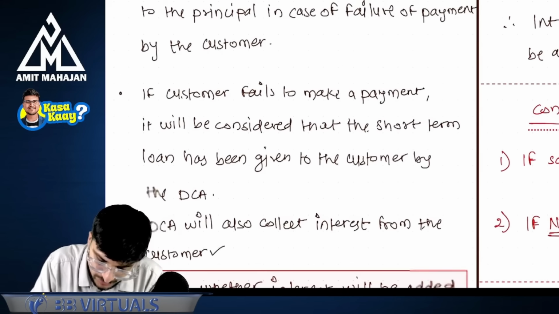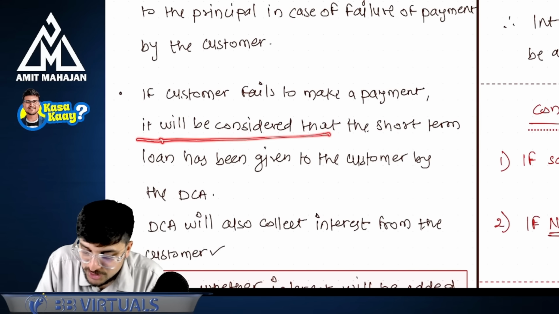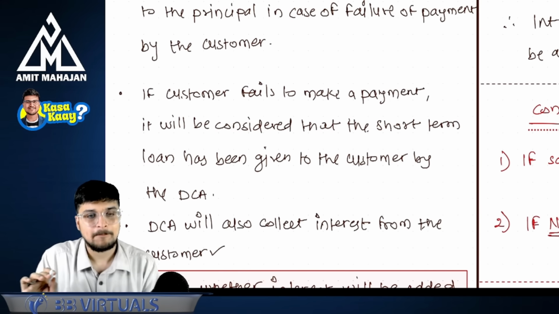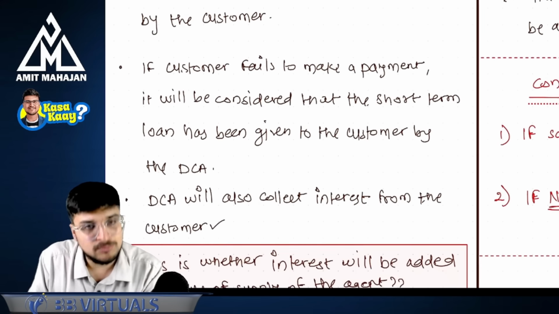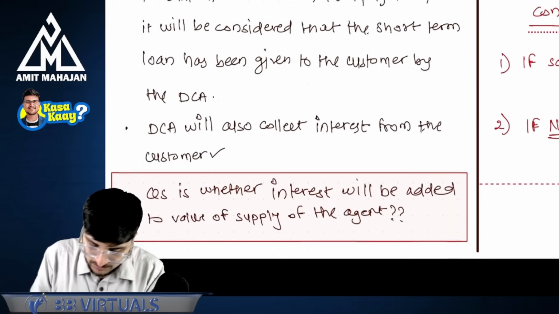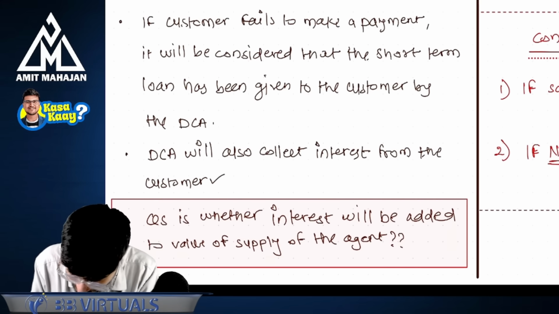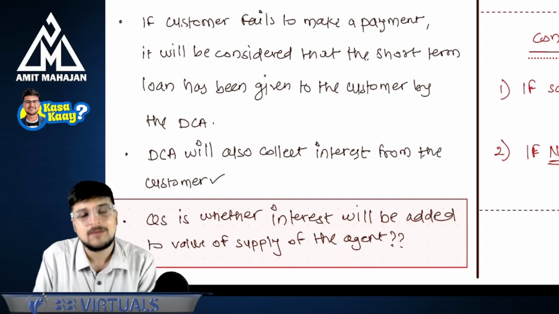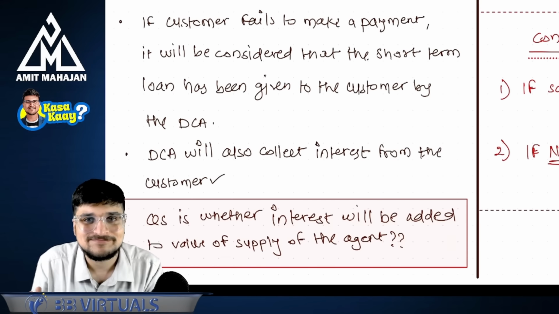Look here. If the customer fails to make a payment, it will be treated that a short-term loan was given to the customer by the Del Credere agent. Now, the Del Credere agent will also collect interest from the customer, of course, because it is treated as a loan. In this entire point, what is the question? The question is whether interest will be added to the value of supply of the agent or not.